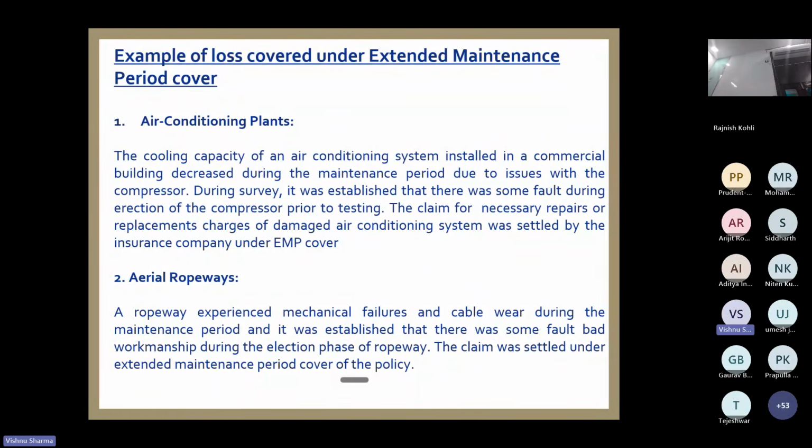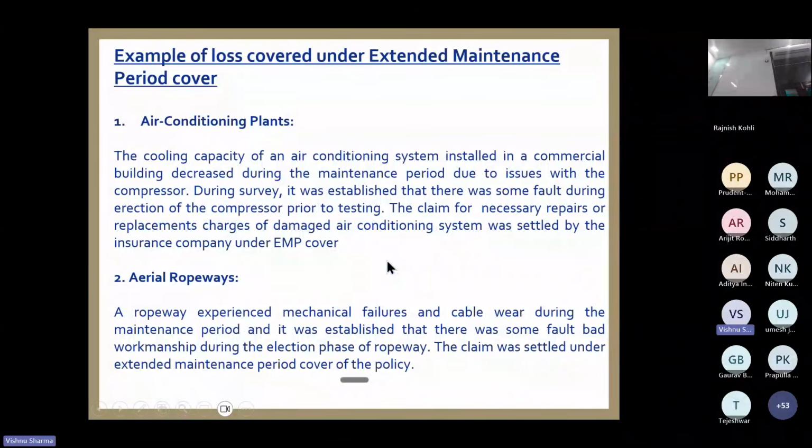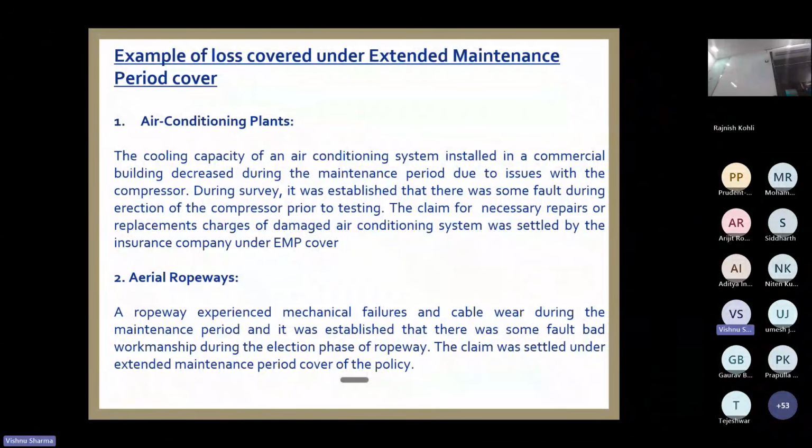But these cases I have taken from the foreign market, not India. In India, nothing has been settled. In the international market, I could find these two cases where the claims were settled. But in India, nothing has been settled, because here it is very difficult to establish that this loss has taken place during the erection phase.